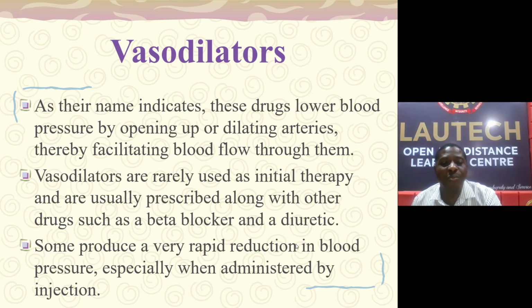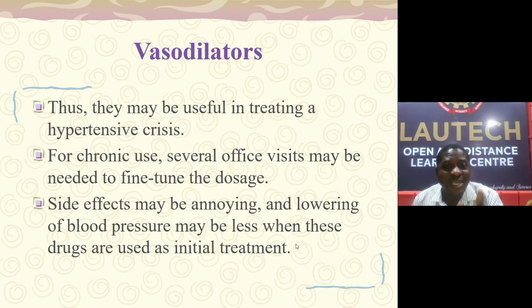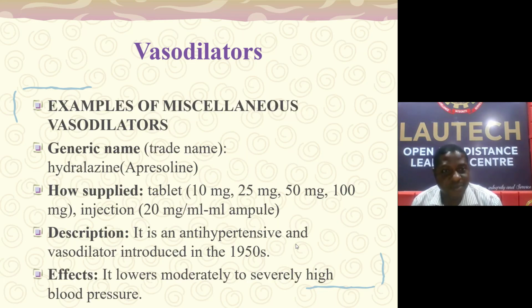Some produce a very rapid reduction in blood pressure when administered by injection. Thus, they may be useful in treating hypertensive crisis. Most of the time, they are used during hypertensive crisis. For chronic use, several visits may be needed to fine-tune the dosage. Side effects may be annoying, and lowering of blood pressure may be less when these drugs are used initially as treatment.